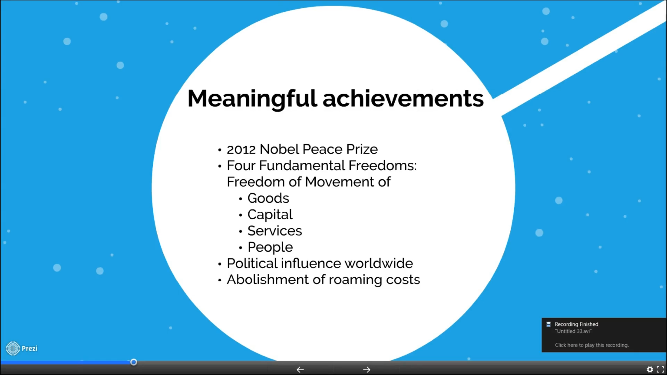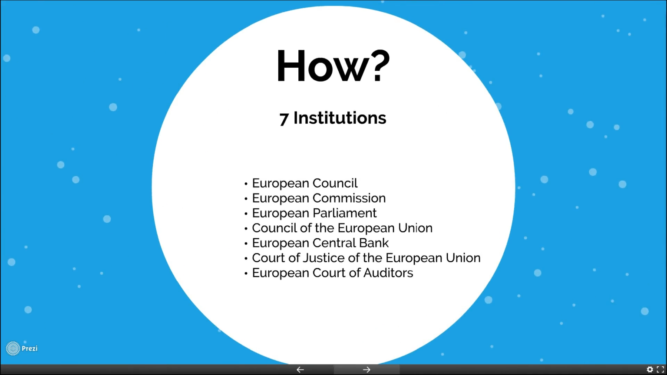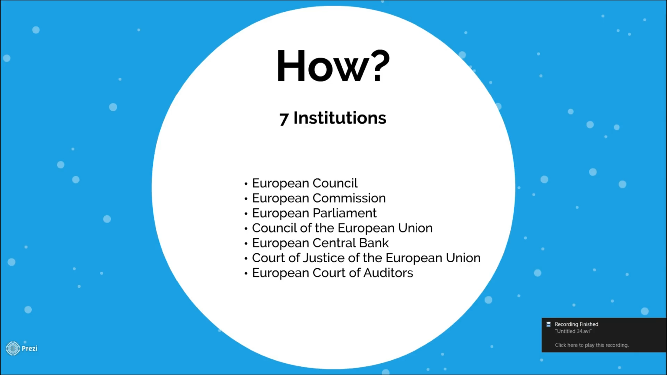But how can the EU achieve these goals? The European Union has 7 institutions, listed here: the European Council, the European Commission, the European Parliament, the Council of the European Union, the European Central Bank, the Court of Justice of the European Union, and the European Court of Auditors. The European Council, the European Commission, the European Parliament, and the Council of the European Union are the 4 institutions that you will encounter most within EYP.